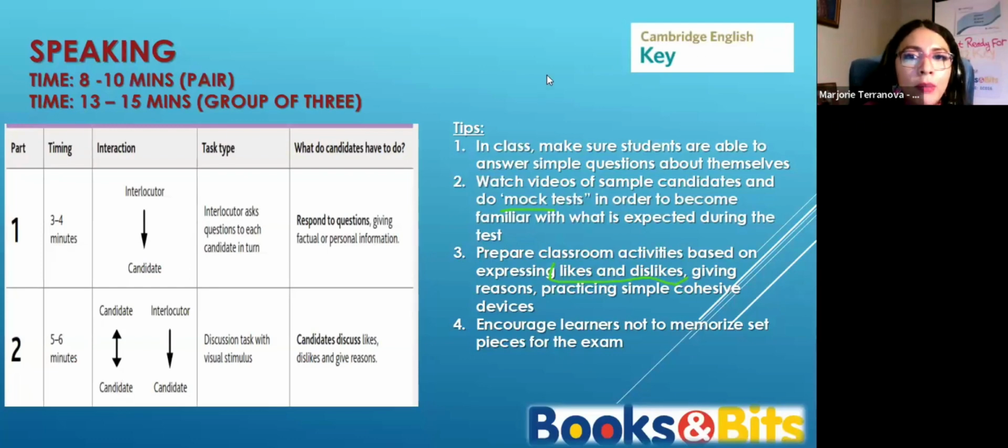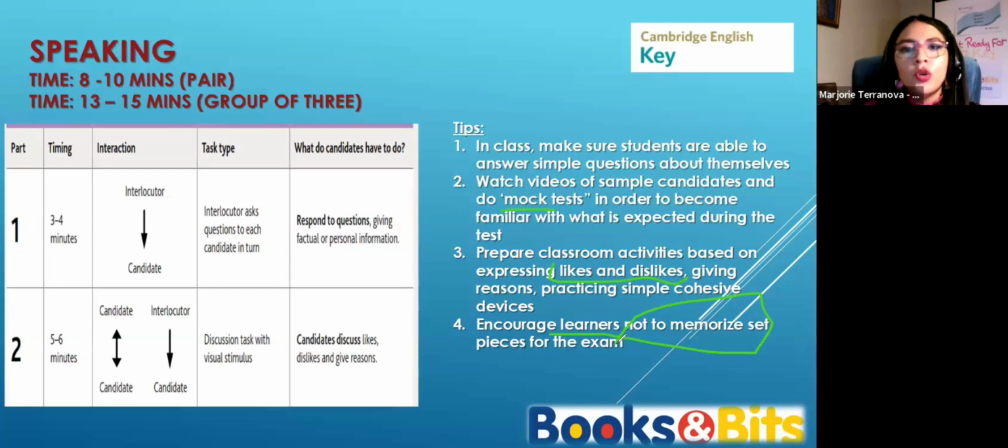And another important tip, encourage learners not to memorize set pieces. Typical things that happen in the speaking exam. I ask the students, where do you live? And at A2 level of English, they tell me, oh, I come from Quito, that is the capital of Ecuador, and it's located at almost 3,000 meters high from the mountains and so on. I'm like, the question was simple. Where do you live? I live in Quito. That's it. They don't need to say anything else.